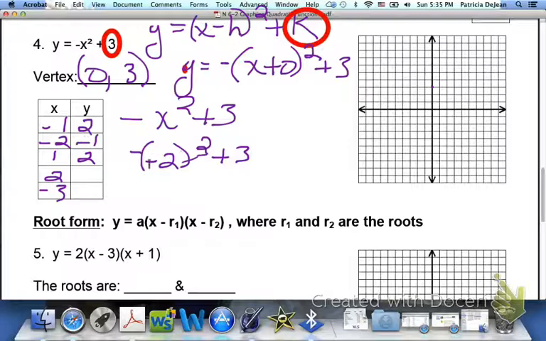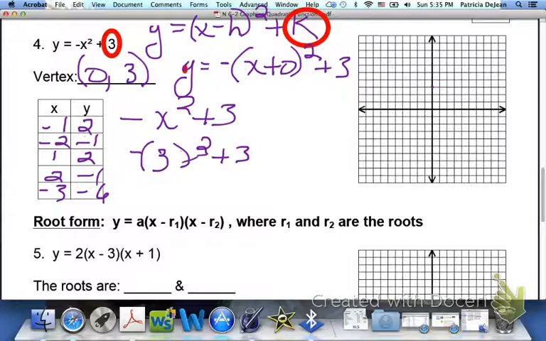Positive 2 squared will be 4, made negative, plus 3 is negative 1. And 3 squared is 9, made negative is negative 9, plus 3 is negative 6. And we would expect then that the corresponding point on the other side of the vertex would also have a negative 6. So let's look at our points and look at our parabola.